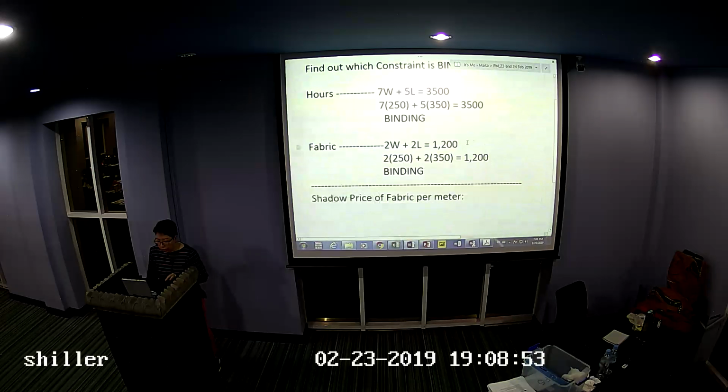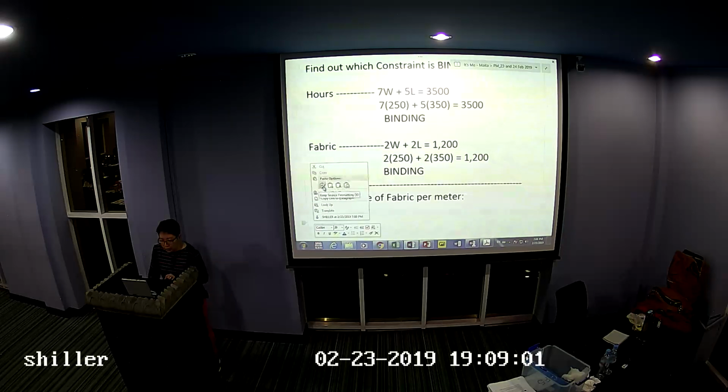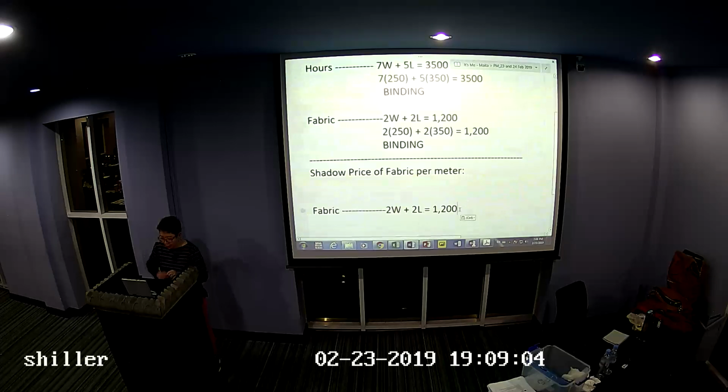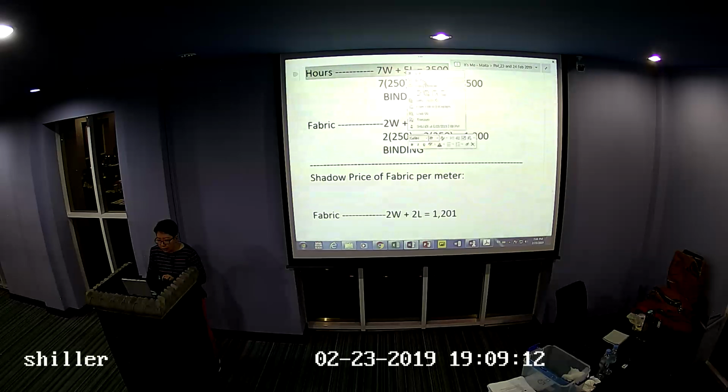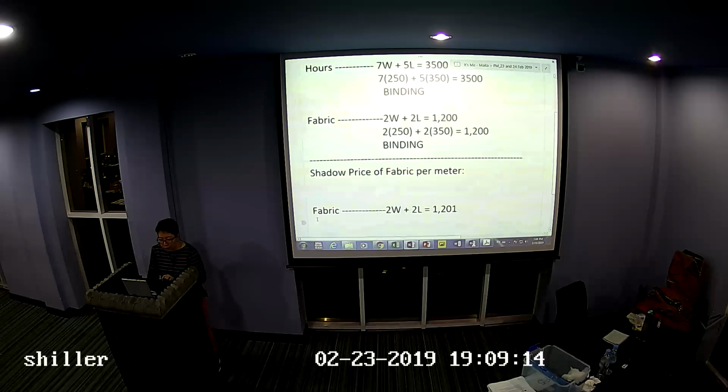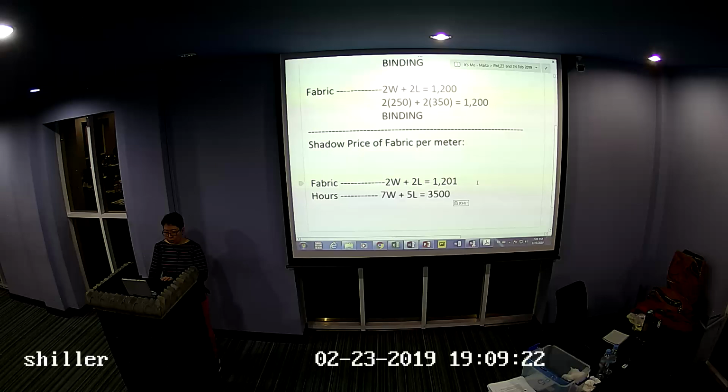Okay. So this is fabric, right? Agree? So this is fabric. I add 1 kilo. How about hours? No, at this point, because I'm calculating the shadow price of fabric, the hours I don't touch. Not yet. So what will I do next? I solve it simultaneously, correct?